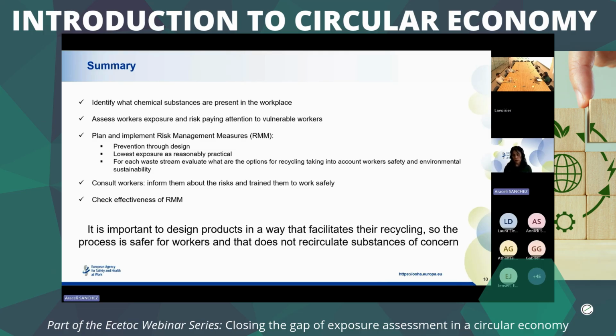this translates into that for each process in the different waste streams, possibly there are different options for recycling, and then obviously you have to pick the one that is going to result in lower exposures. It's very important to consult with workers and always check the effectiveness of risk management measures. But what is very important too, and this falls a little bit outside OSH, but is very relevant for OSH, is the design of products in a way that facilitates recycling, so the process is safer for workers and does not recirculate substances of concern.